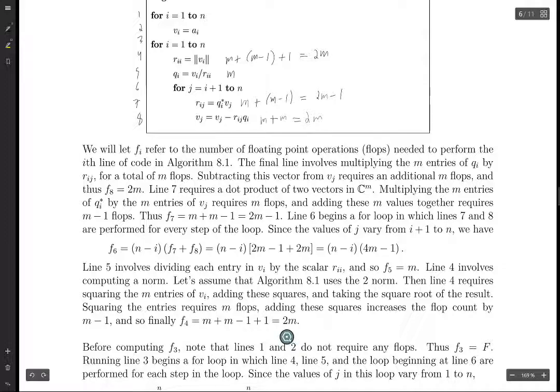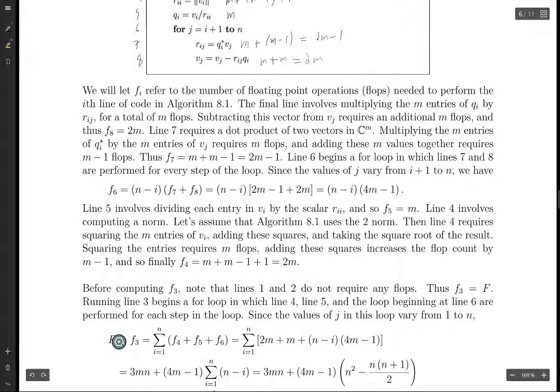And then finally, for F3, lines 1 and 2, we don't have any flops. So the total number of flops that we do in this code is just how many flops we do starting at line 3, because lines 1 and 2 won't contribute. So if we start at line 3, then we do lines 4 and onwards n times. So we're going to do lines 4, then 5, then 6. And remember, 6 starts a separate loop, but we'll include that separately.